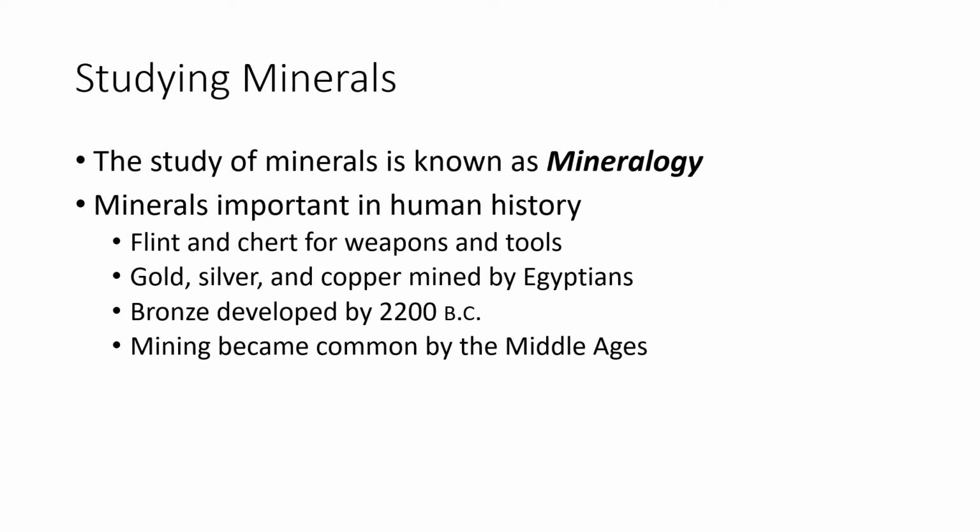Gold, silver, and copper were mined by the Egyptians. We see it in use with the Aztecs and Mayans. We used gold and silver and copper as currency for the longest time. Bronze was developed by 2200 BC, and mining became very common in the Middle Ages.